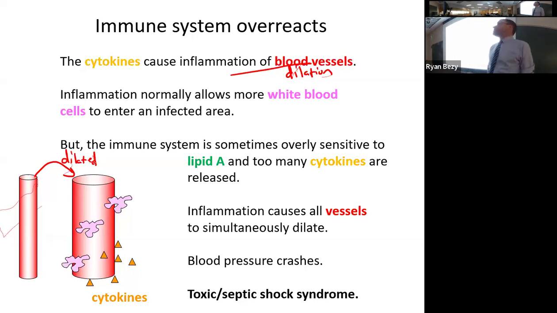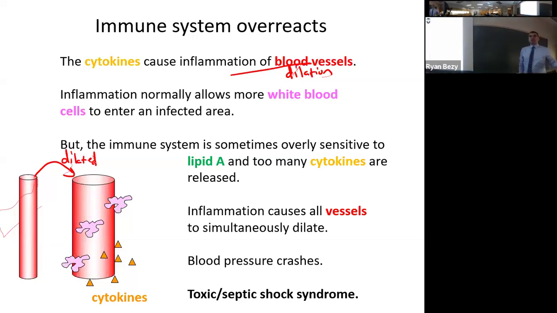It drops precipitously, and you go to very low blood pressure, which is then shock, in essence. One of the hallmark characteristics of shock is very low blood pressure. But without blood pressure, are you going to be getting enough oxygen to your cells? Nope. Are you going to get enough nutrients to your cells? No. The main problem is going to be the oxygen. And so your cells start having trouble getting oxygen. Blood pressure crashes, and you go into something called toxic or septic shock syndrome.